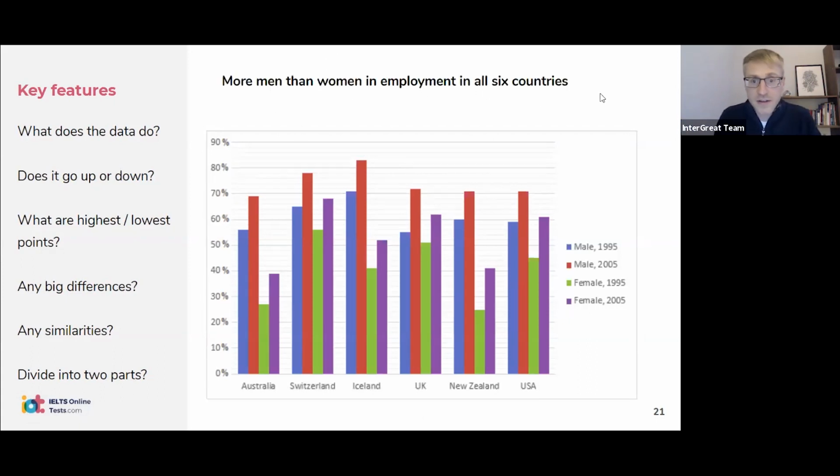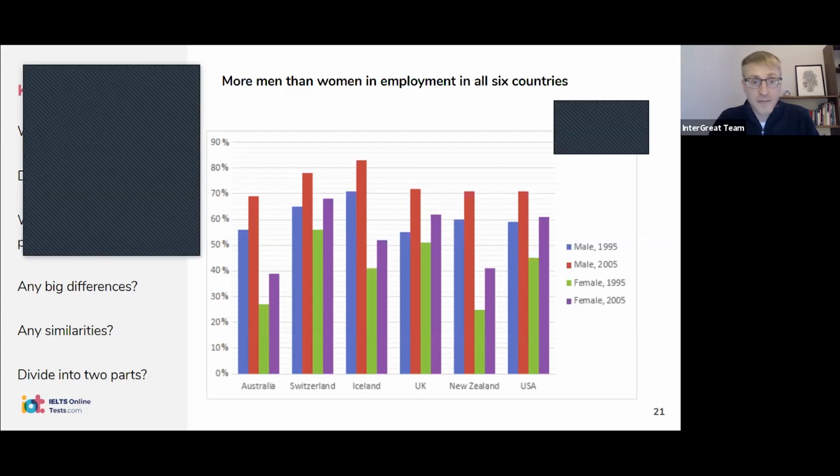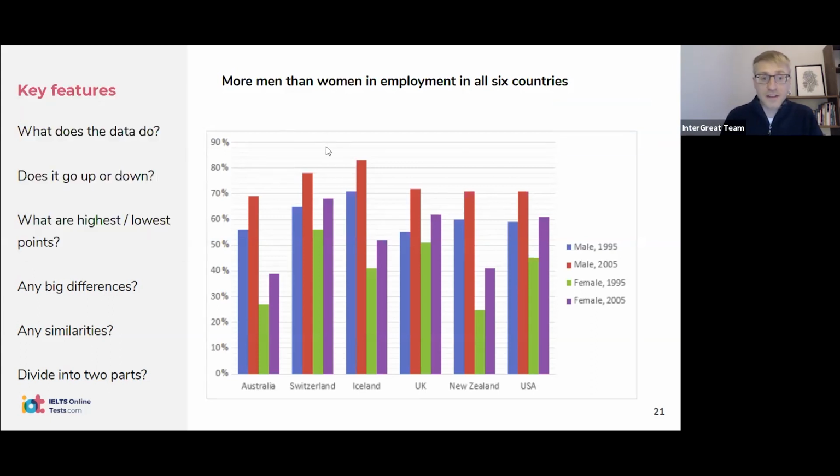Here are some key points you've identified already. More men than women are in employment in all 6 countries. Okay, that's our first key point. A second one is that the employment rates increased for all countries and for both genders. So this is a second key point you can pick out of the data.